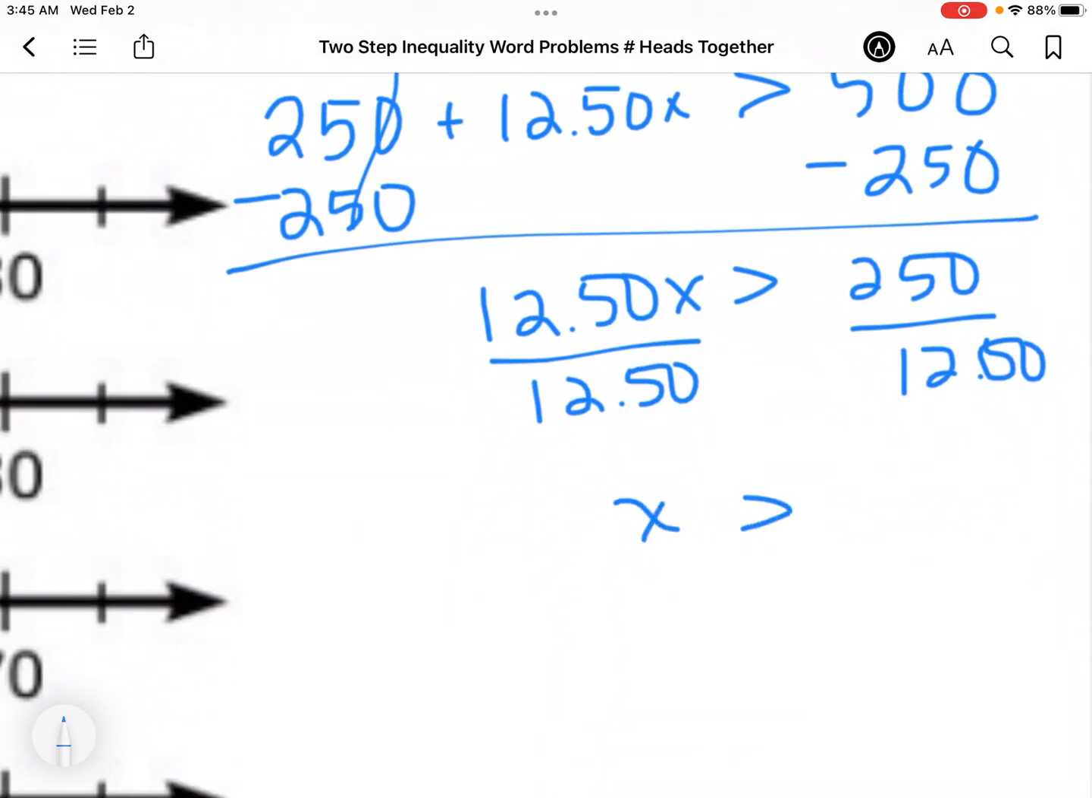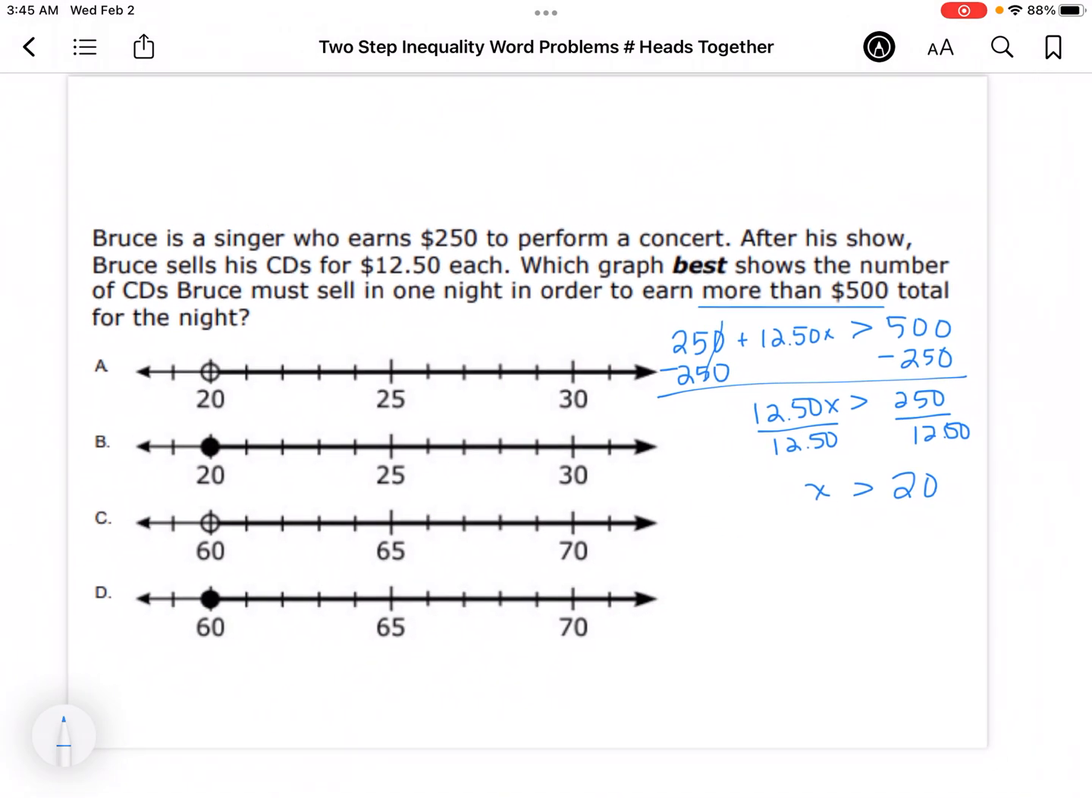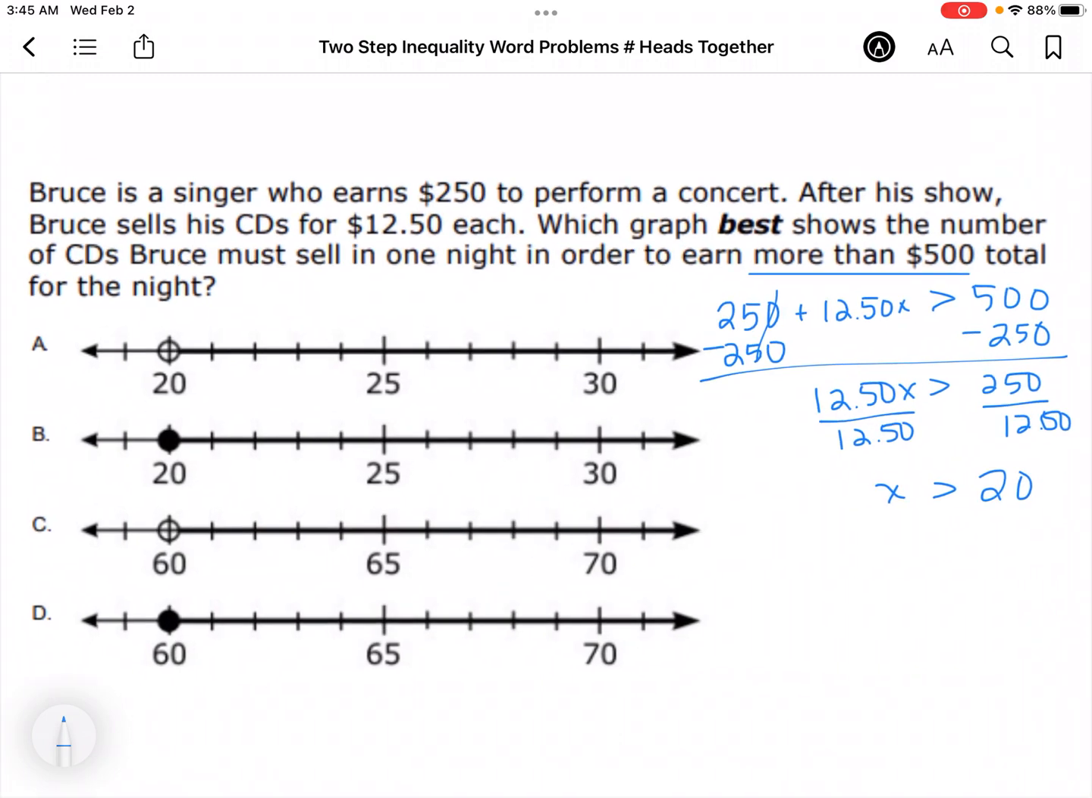So it's 250 divided by 12.50 is 20. So I'm going to need an open dot on 20, and it's going to be greater than.